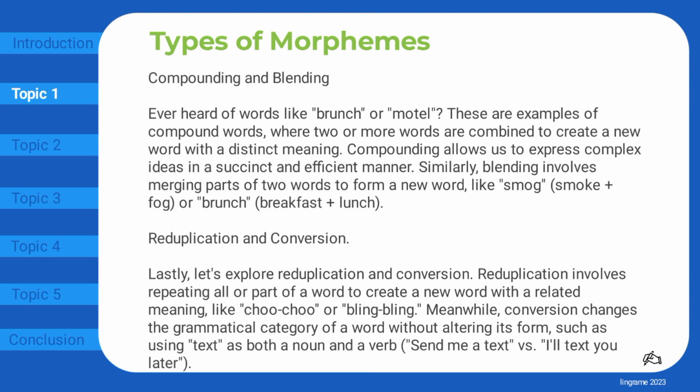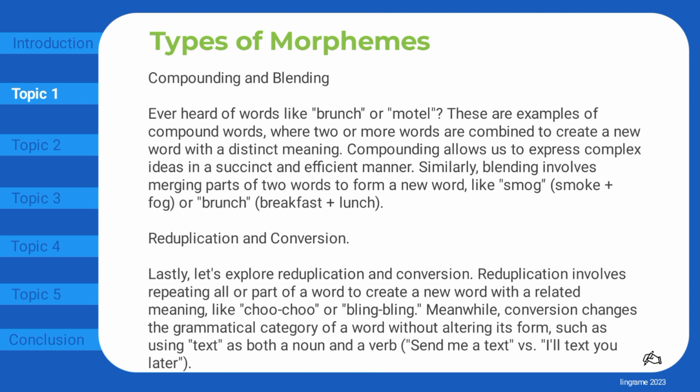Compounding and blending. Ever heard of words like brunch or motel? These are examples of compound words, where two or more words are combined to create a new word with a distinct meaning. Compounding allows us to express complex ideas in a succinct and efficient manner. Similarly, blending involves merging parts of two words to form a new word, like smog, smoke plus fog, or brunch, breakfast plus lunch.